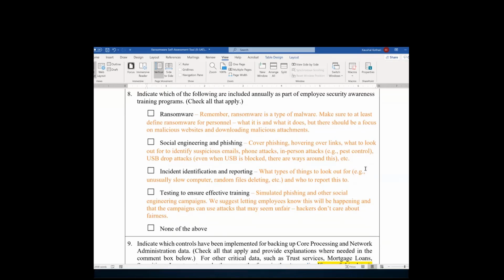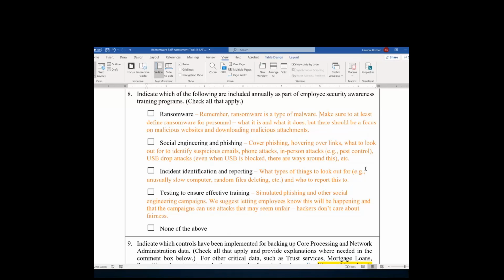Social engineering and phishing. I want you to cover phishing attacks that could happen and other social engineering attacks, how to hover over links and what to look for as far as whether an email is suspicious or not, meaning things like: did we expect this email? Is it coming from someone we know? Is it asking for anything out of the ordinary, right? Those are indicators of a suspicious email. They want you to cover other types of social engineering attacks as well. There are phone attacks out there.